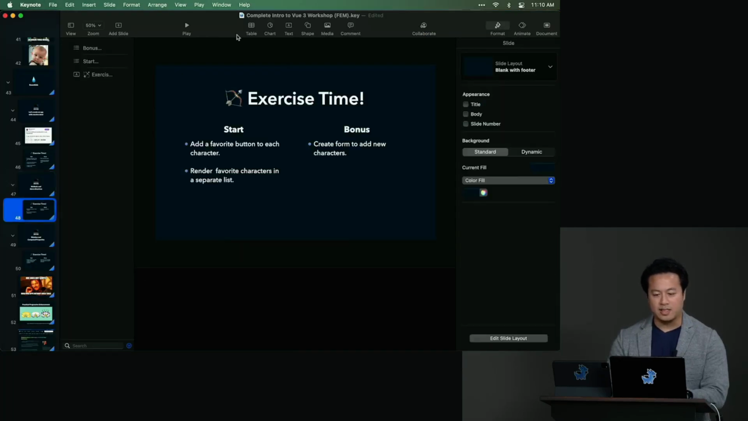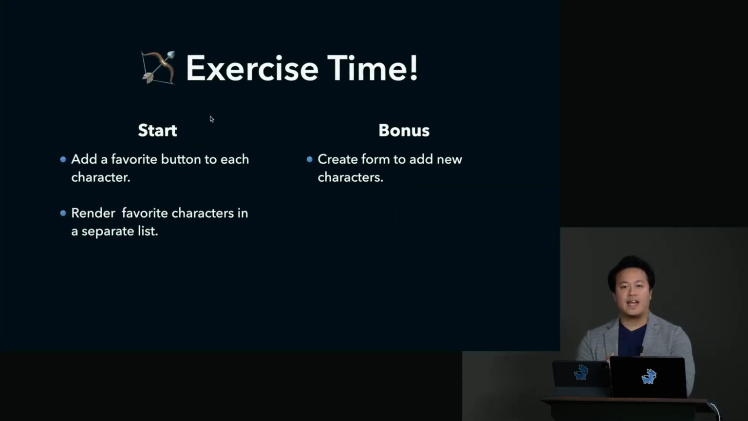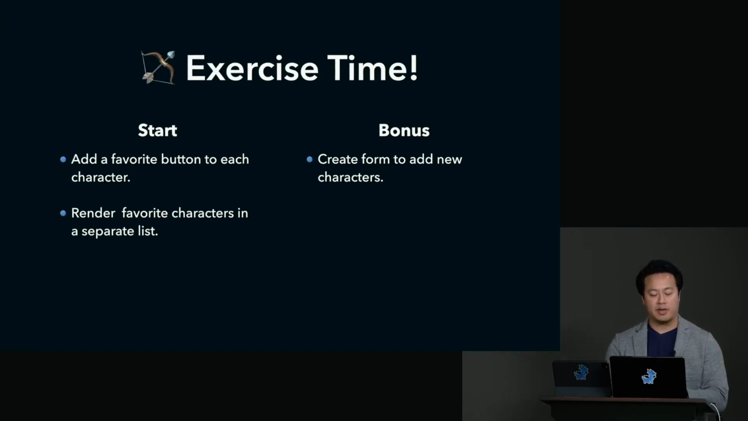Here is your challenge. We're going to go back to your index.html page that you were playing around with your characters. This time, under each of your characters, I want you to add a favorite button. When a user clicks on that favorite button, update a separate list that tracks your favorite characters. As a bonus, if you have some time, create a form that will allow you to add more characters to whatever preset data already exists. With that, I'll give you all 10 minutes, and see you then.